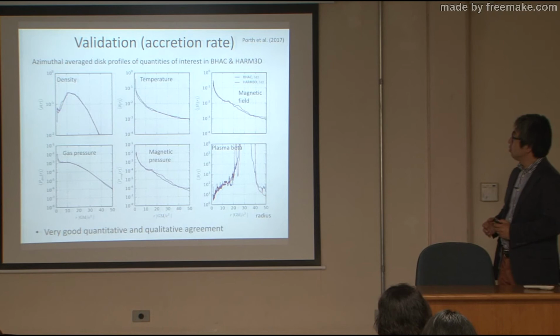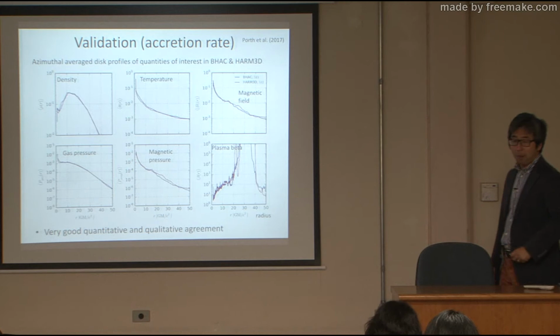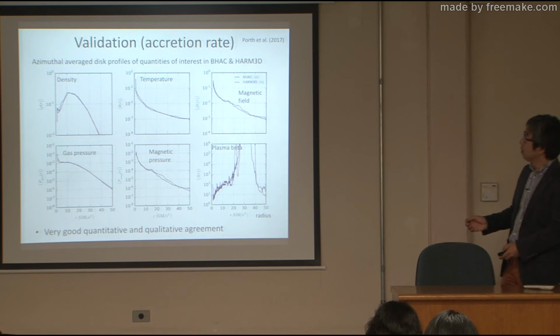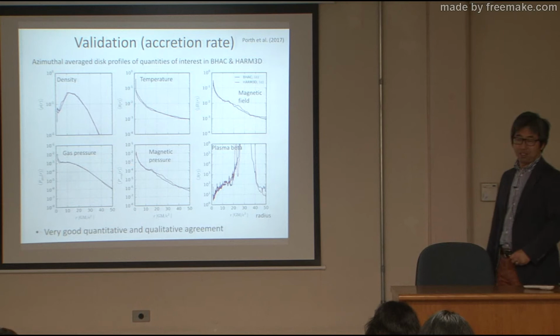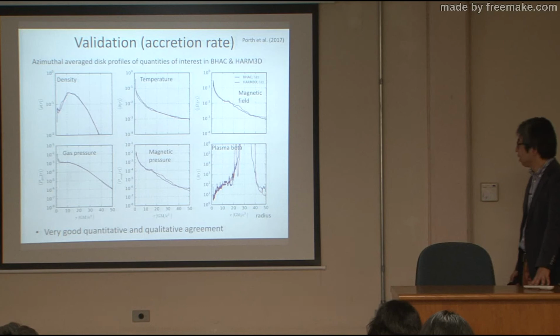So this is more precise. Sorry, this is not the mass accretion rate. This is the average disk profile of quantities for the back and harm simulations. We take an average over the disk structure: density, temperature, magnetic field, gas pressure, magnetic pressure, and plasma beta. Based on the disk region, we make an average of the quantities. The back code matches the harm simulation very nicely, so at least we say there is not so much difference. This is one of the good points.